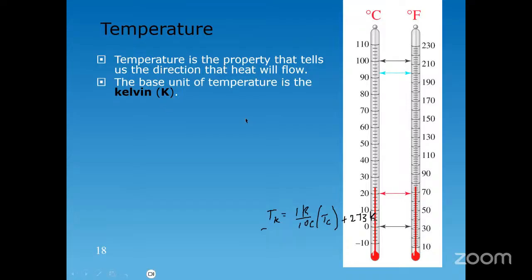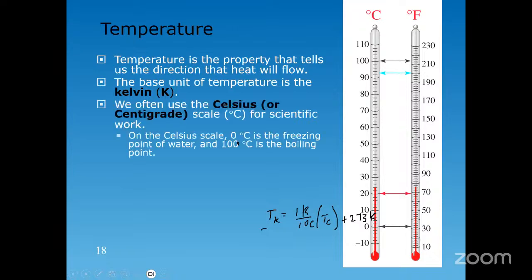Now, it turns out that in the sciences, the metric unit used for expressing temperature is Kelvin. But again, this is one of those instances where we use other units when it comes to measuring temperature. The most common one would be the Celsius unit, right? And the Celsius unit is based on the properties of water. We all know that water freezes at 0 degrees Celsius and boils at 100 degrees Celsius, right?